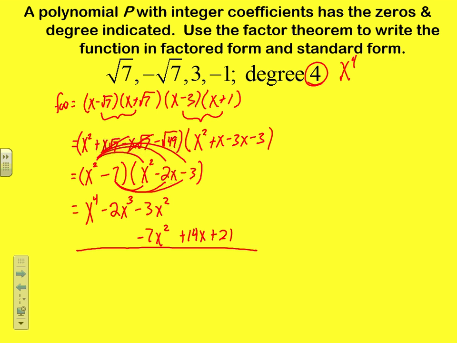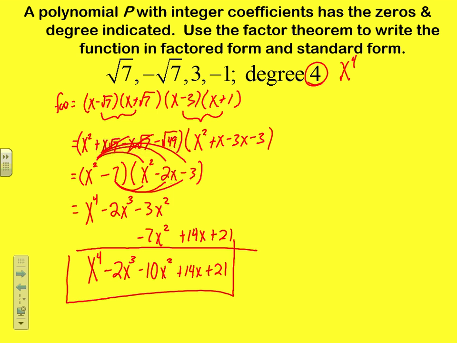So again, I think it's easier sometimes to write it like this so we can see what our like terms are going to be. So you can see x to the fourth doesn't combine with anything, so we have 1x to the fourth. The negative 2x cubed doesn't combine with anything, so minus 2x cubed. Negative 3 and negative 7 give me minus 10x squared plus 14x plus 21. And so here is the final answer for a fourth degree polynomial in standard form.